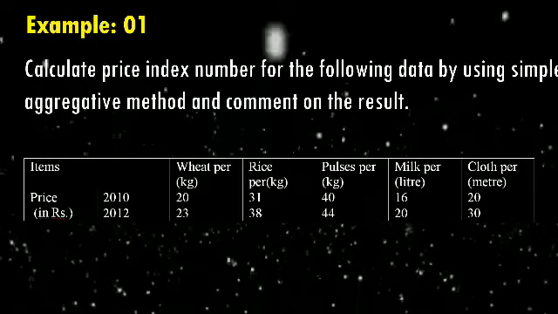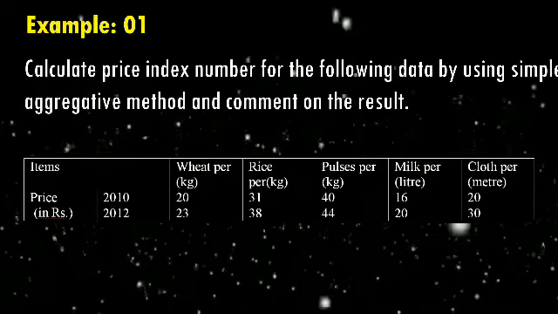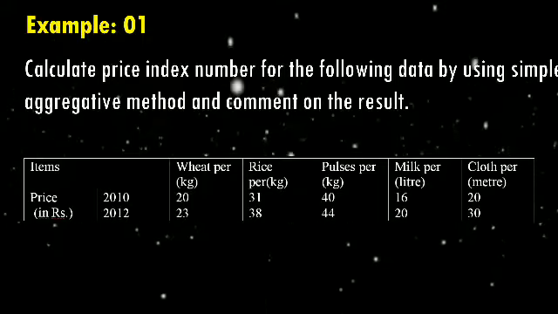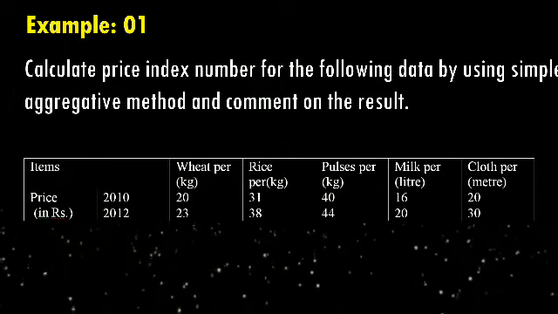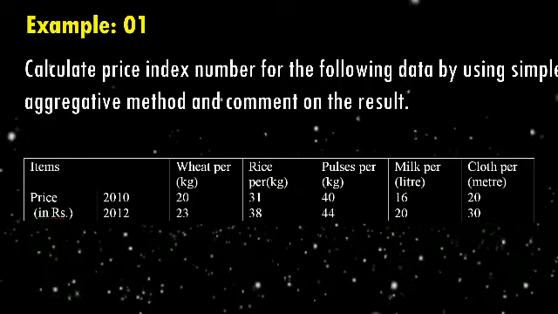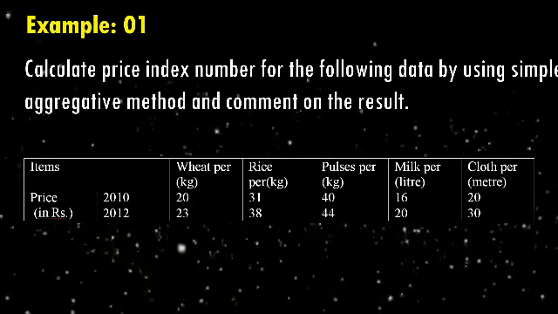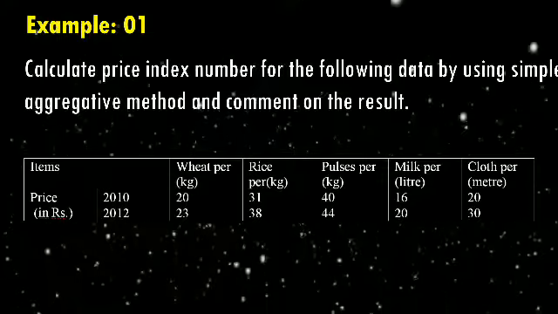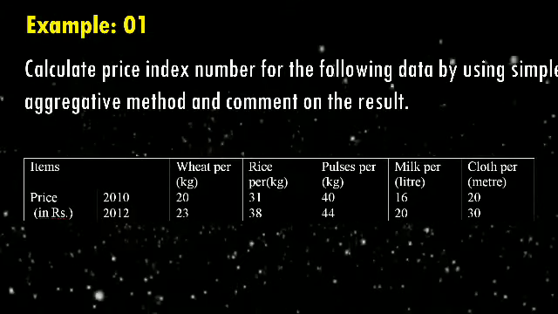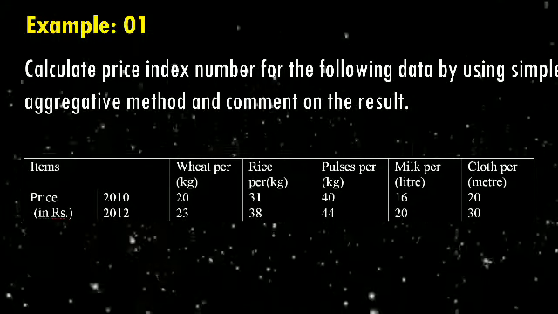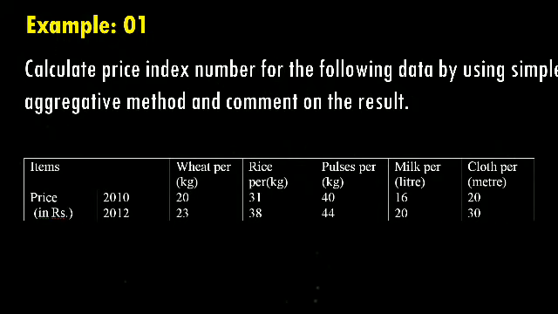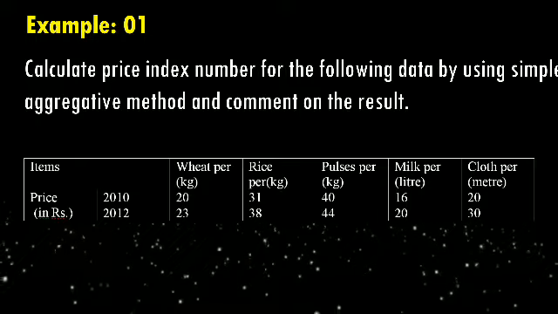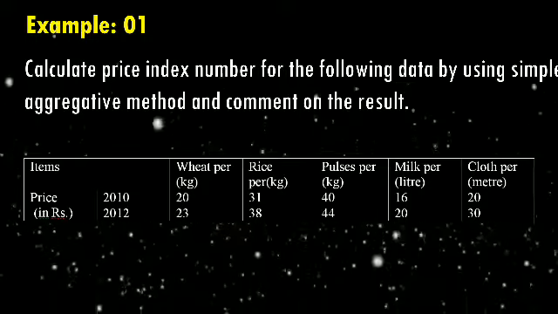Price values are given in rupees for the years 2010 and 2012. First identify the base and the current year. Here the later year will be the current year and the previous year will be the base year. Of these two years, the later year is 2012 and the previous year is 2010. So 2012 is the current year and 2010 will be the base year.